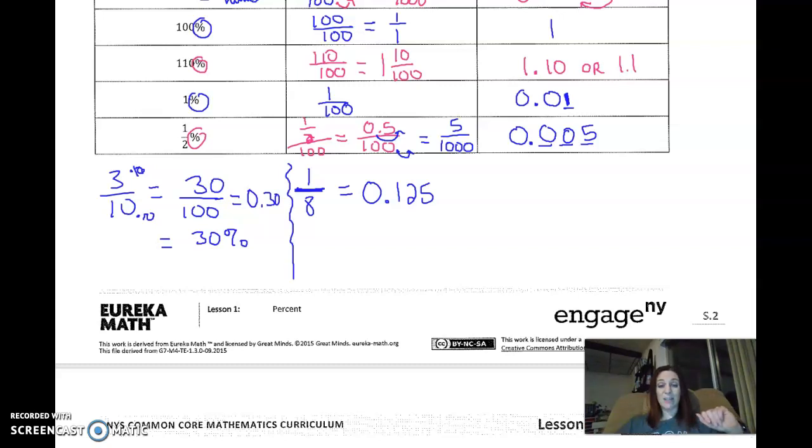The decimal, I realized I didn't put that as decimal, sorry. 30 hundredths, 30 hundredths, 30%. Okay, sorry, back over here. Now for this one here, remember a percent is per hundred, right?